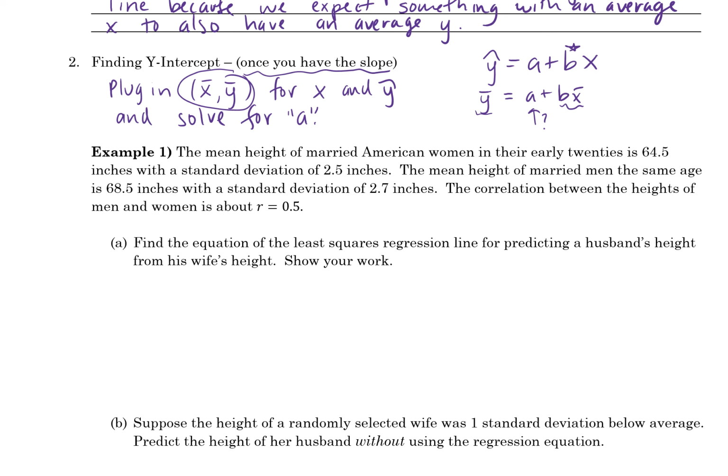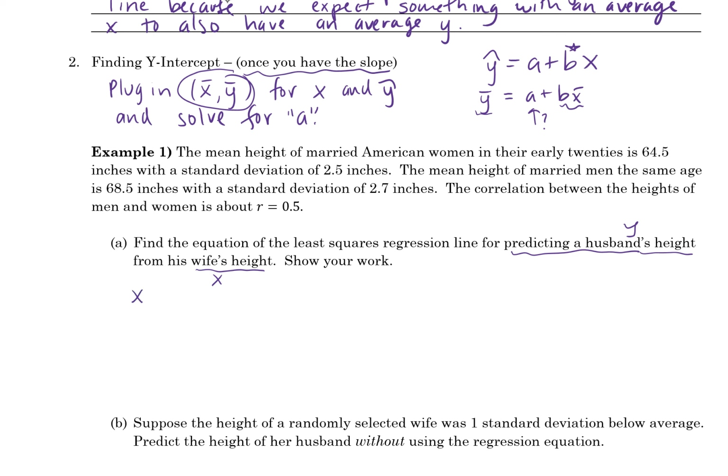So first of all, in this case we're talking about husbands' and wives' heights. So we need to decide which one is X, which one is Y. Is the wife the X? Is the husband the X? Reading this question, it says that we are predicting a husband's height from his wife's height. Because the husband's height is the thing being predicted, the husbands are going to be the Y variable and the X's are going to be the wives.